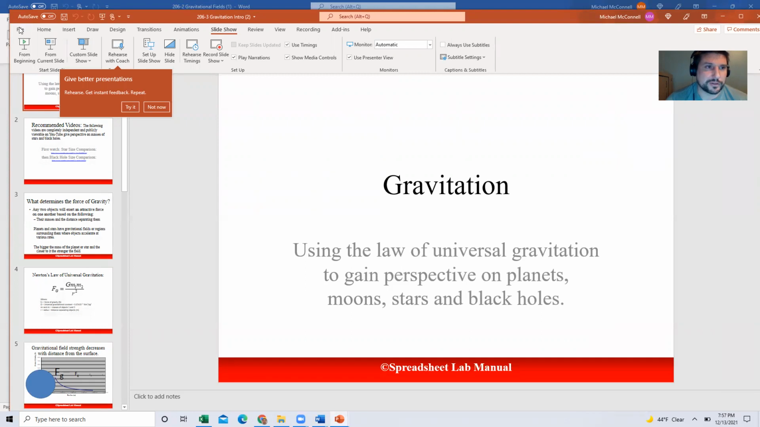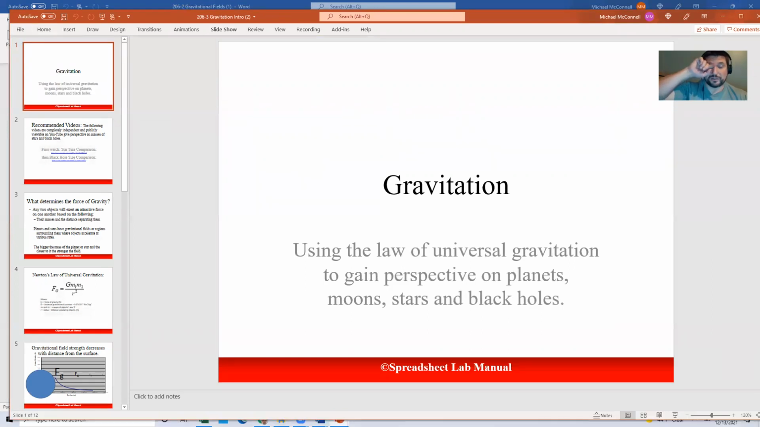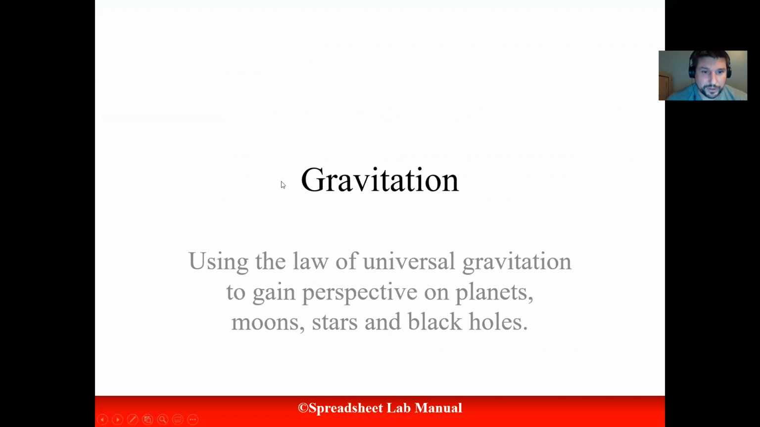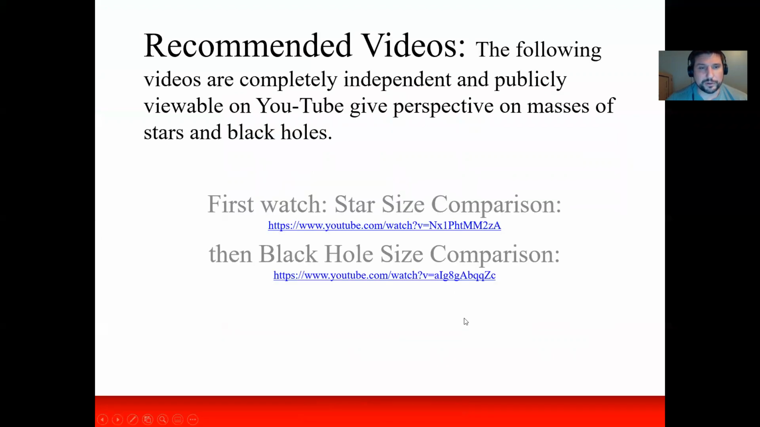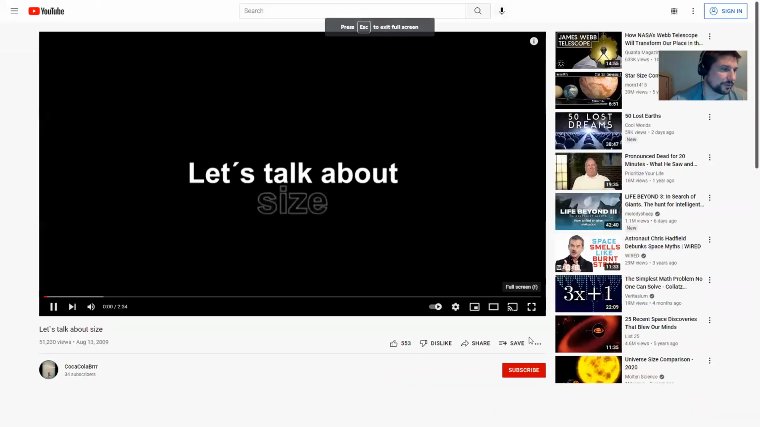And we're going to look at this slideshow now just to get an idea of how we're going to model gravitational fields. So this simulation is going to use the law of universal gravitation to gain perspective on planets, moons, stars, and black holes. Our first video that we're going to watch is star size comparison. So I'm just going to click on that and allow you to view it through my screen. And it just plays some music in the background so I can talk a little bit over it. But you'll see it's only about 2.5 minutes.